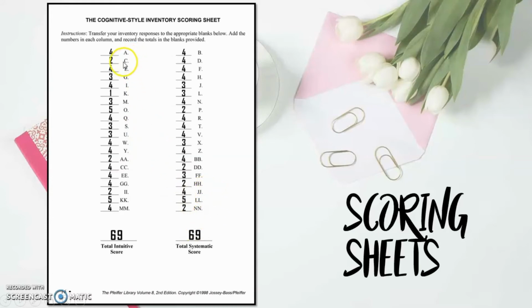After the respondent puts the numbers, the respondent needs to total each column. For example, for our respondent, the total of the intuitive score is 69 and the systematic score is 69. This is the scoring sheet from our respondent who already answered the inventory sheets.